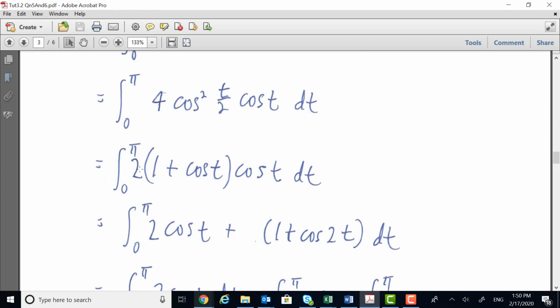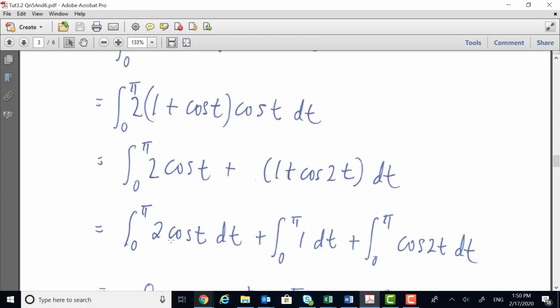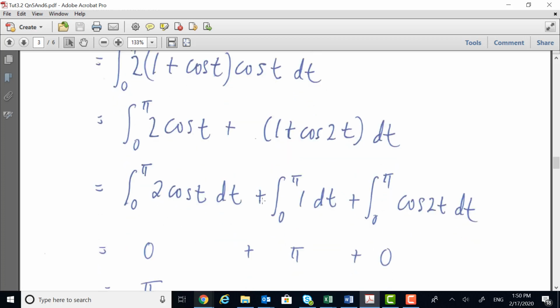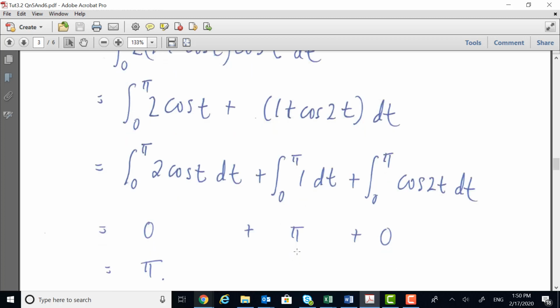I want you to notice that 2 times 1 times cos t is this. Then 2 times cos t is cos squared. 2 cos squared t can be replaced by 1 plus cos 2t. It's a double angle thingy. So in the end, you're left with 3 integrands, 1, 2, and 3. And believe me, this first integral and the third integral will end up as just 0. You try integrating yourself and see that. And then for the middle integral, you integrate to become just pi. And this is how I prove that the answer is just pi.